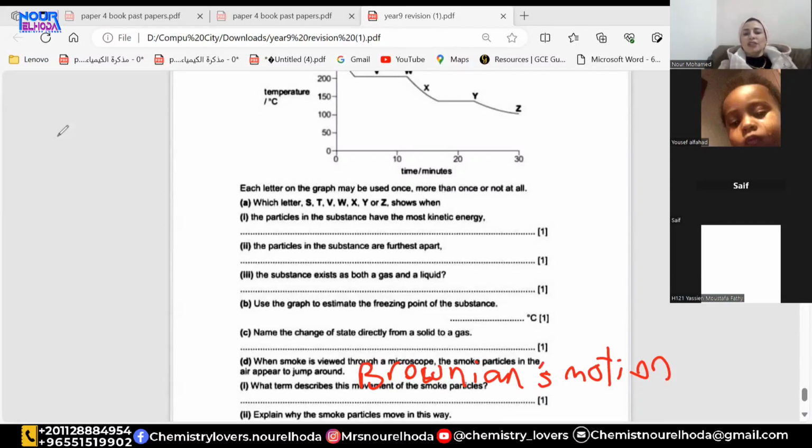Why are the smoke particles moving in this way? The smoke particles are moving in this way because they are colliding with each other and with the walls of the container, or they are colliding with each other and with the particles of the air. That's why they move like a zigzag.